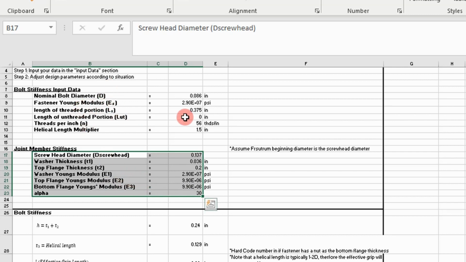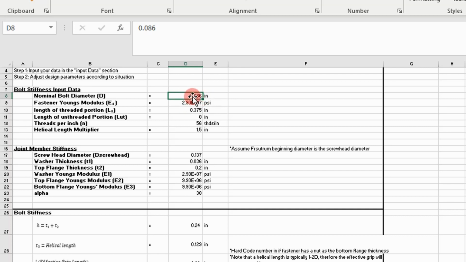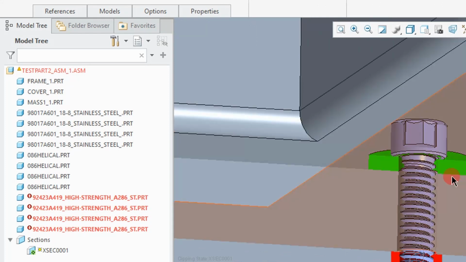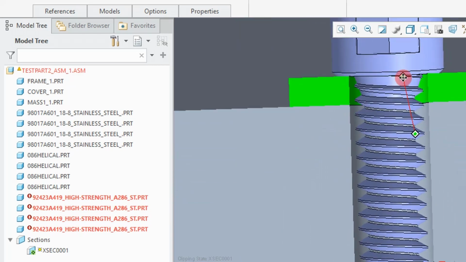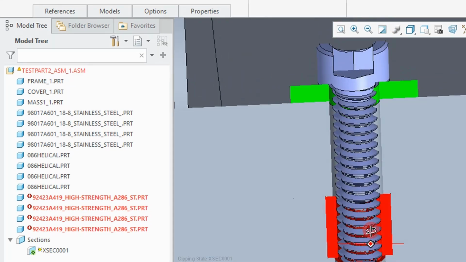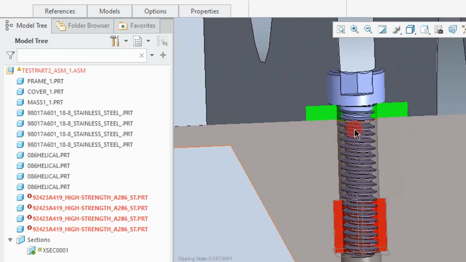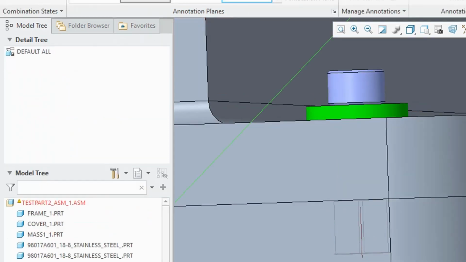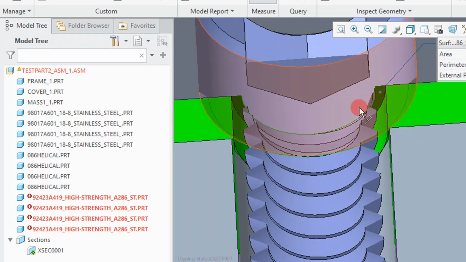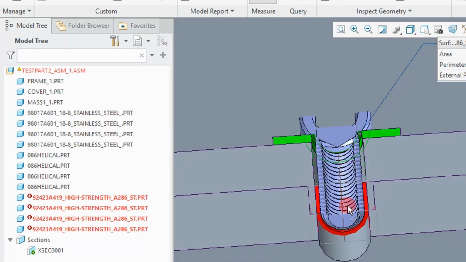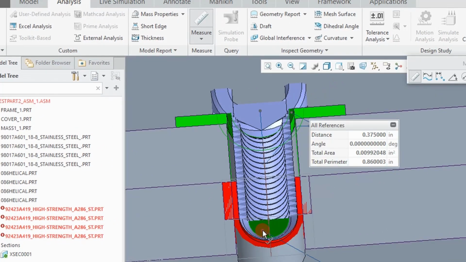If we go into our model, we'll be able to pick off that the diameter of our fastener is a number two fastener, so it's 0.086. The length of the threaded portion, we'd have to look at that. If we zoom in, it doesn't have an unthreaded portion, so the length of the threaded portion is actually the length of the entire screw. So what I would do in this case is measure that. The length of the threaded portion is 0.375 inches.